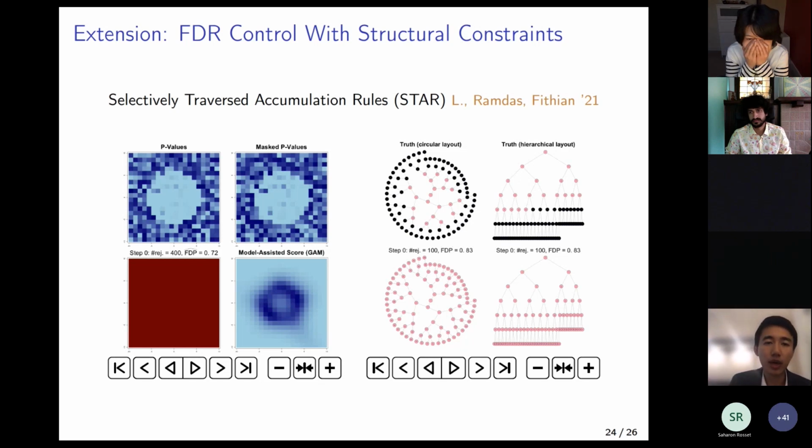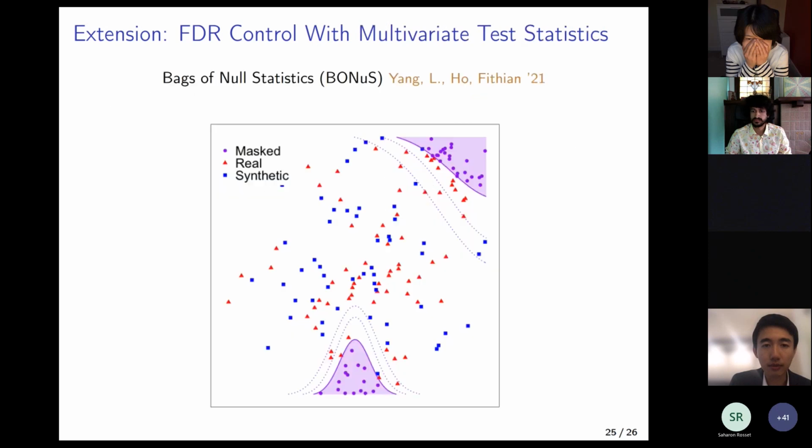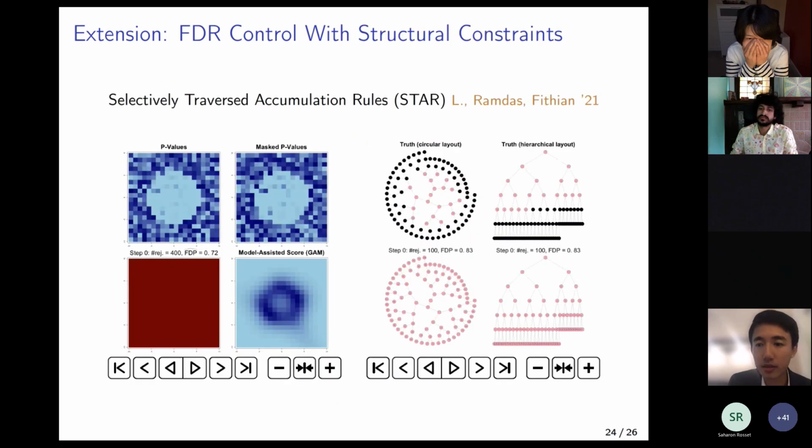So here, we have this STAR algorithm. Oops. Okay, I don't know if I can play this video. Anyway, in the left panel, we have this convex region detection. In the right panel, we have this tree testing.